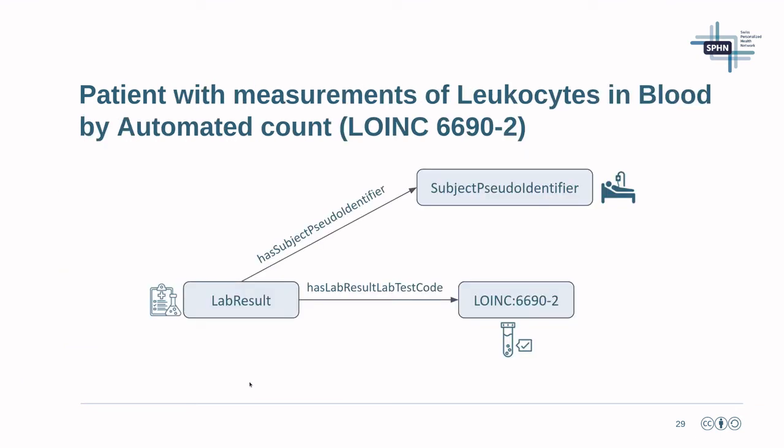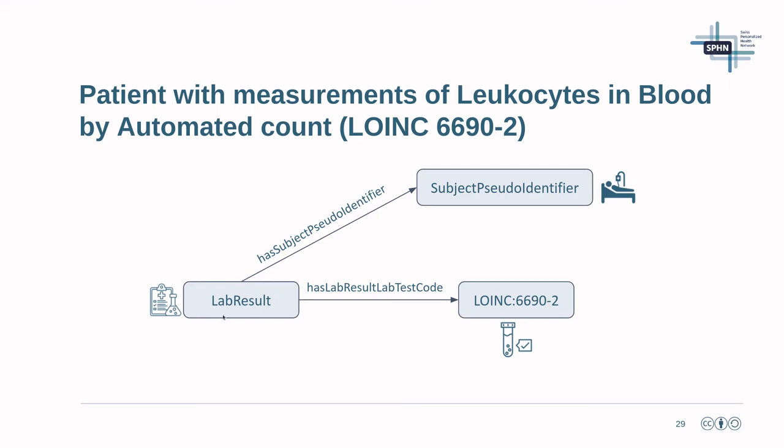Now we go to another type of query that we can do. We are interested now in patients with measurements of leukocyte in blood by automated count. This is a specific LOINC code that gives results about patients that had a lab test done specifically for leukocyte count in blood. So again, as we did before, we need to inquire what is the data or what is the pattern that we are interested in our data.